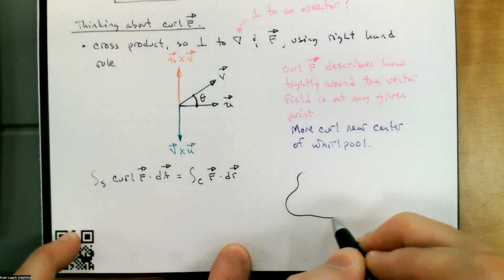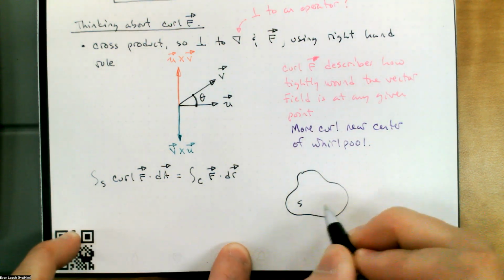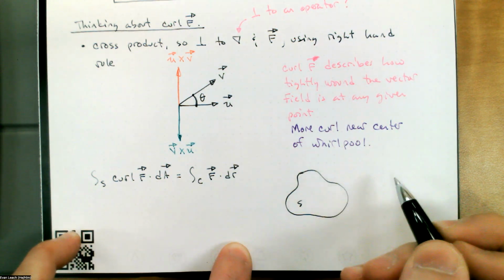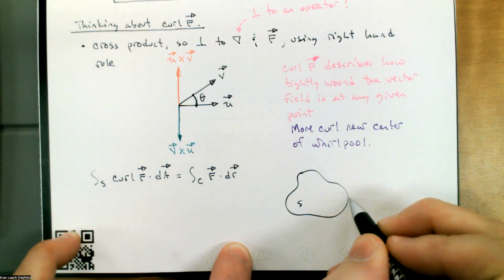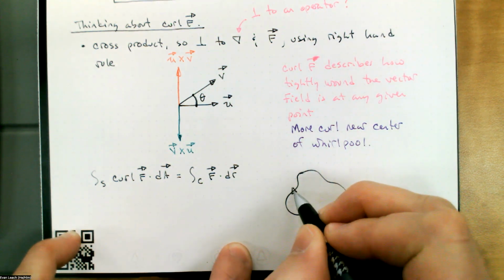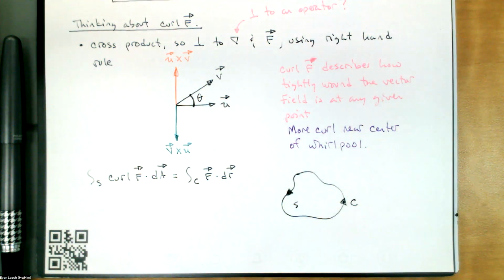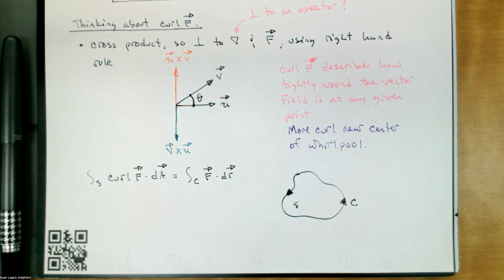We've got some surface. And around it is the path C, and it is oriented in such a way that the region or the surface is on the left as we go around. This is just our way of saying it's counterclockwise, but it's not a circle, so saying counterclockwise is a little bit weird. So we say C is the path oriented according to the right-hand rule.